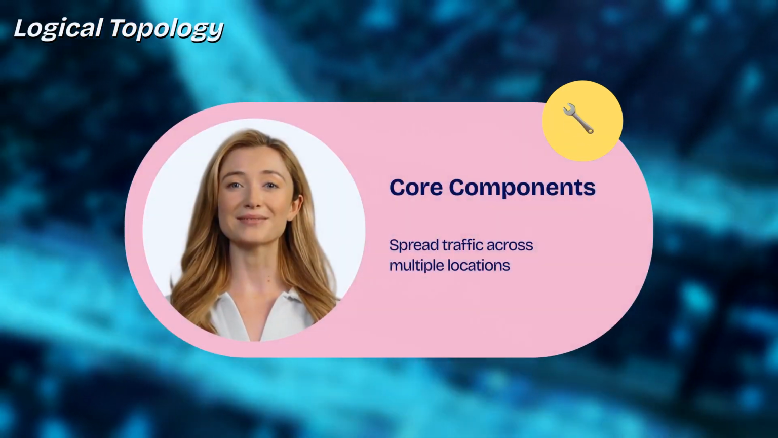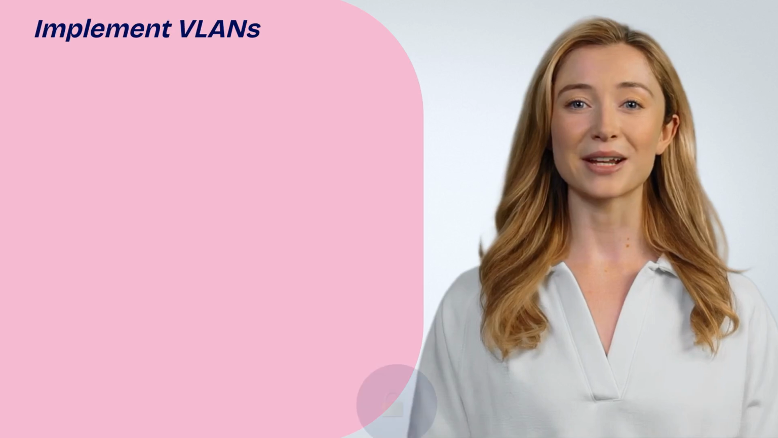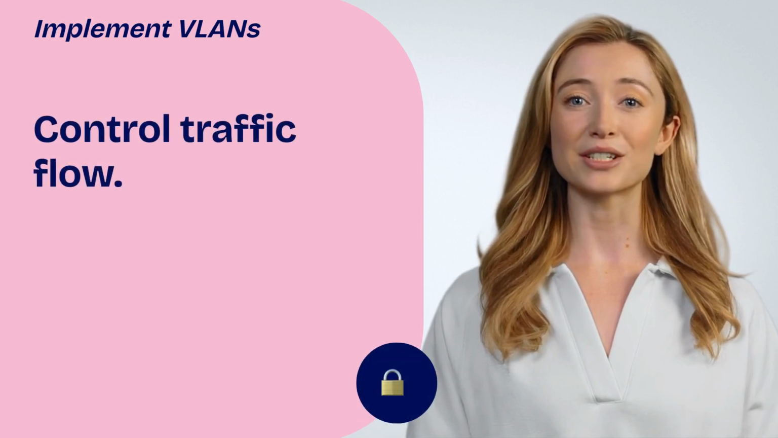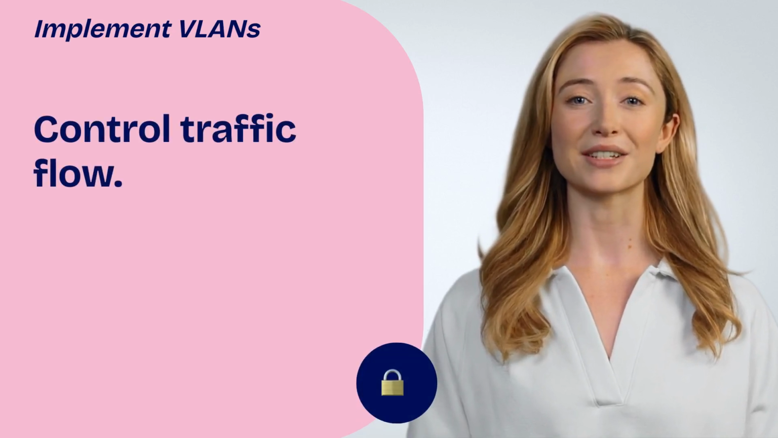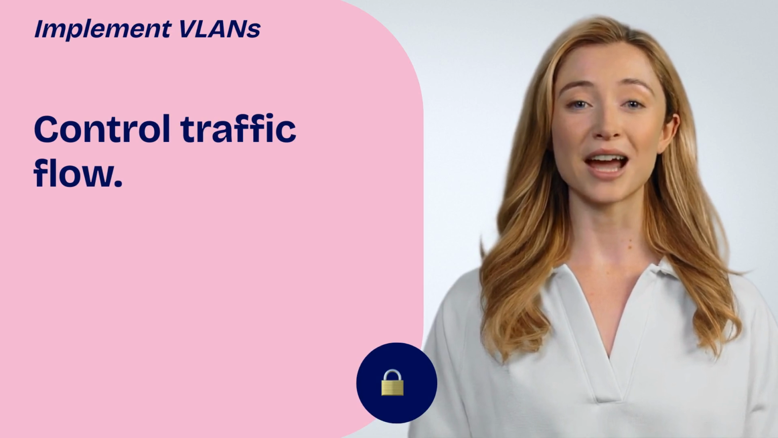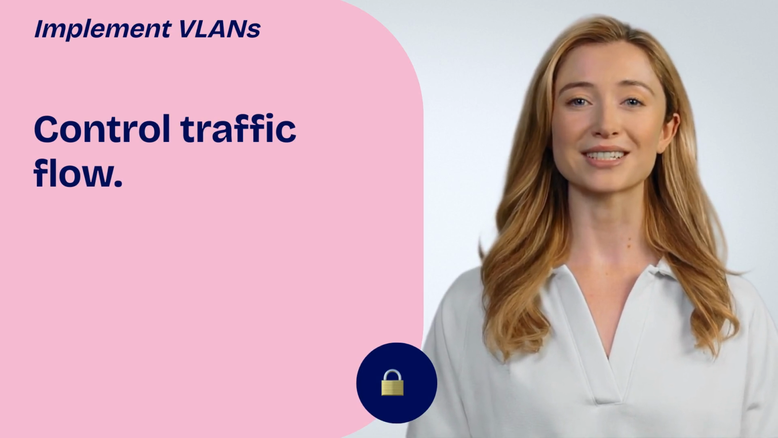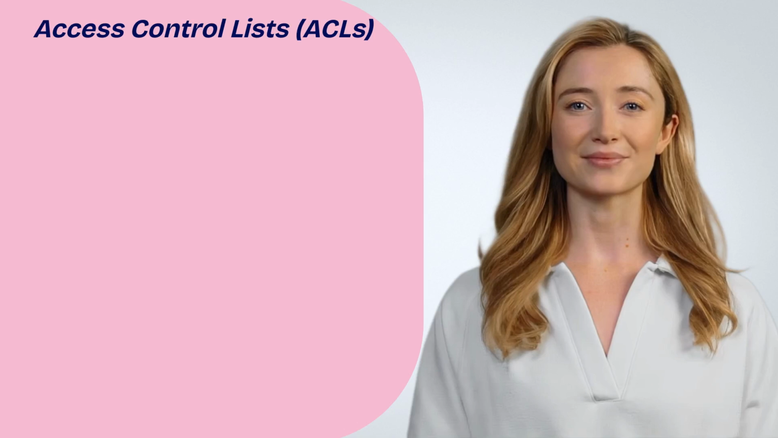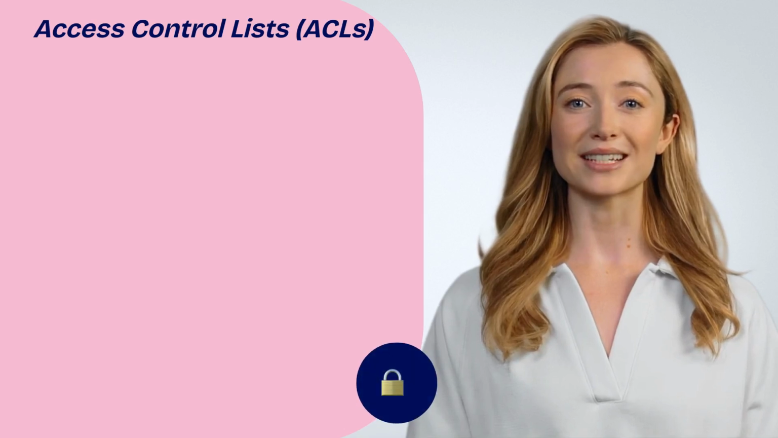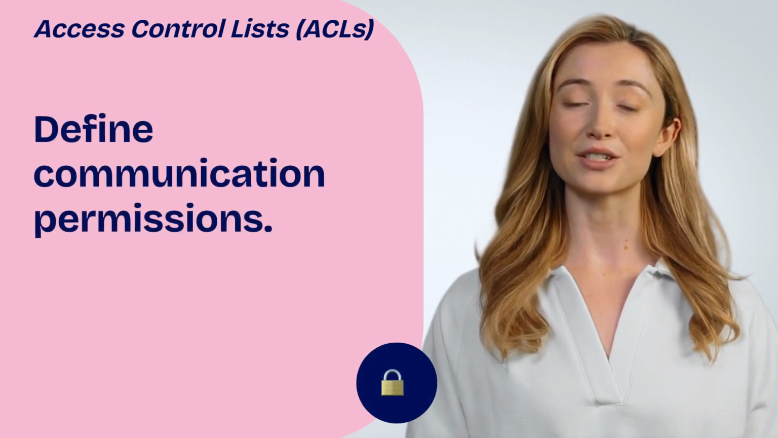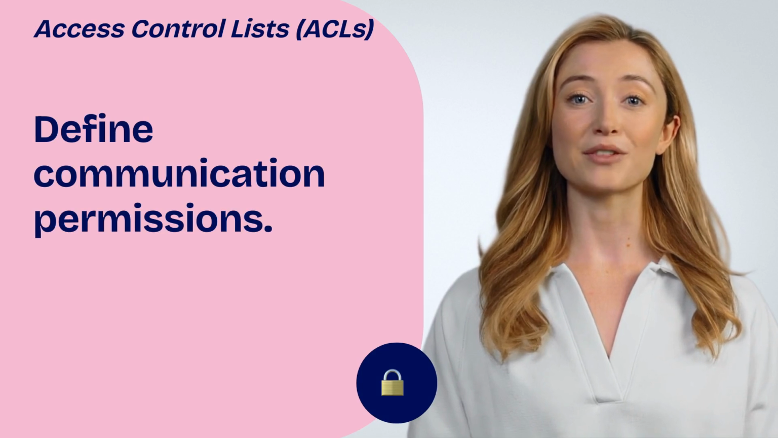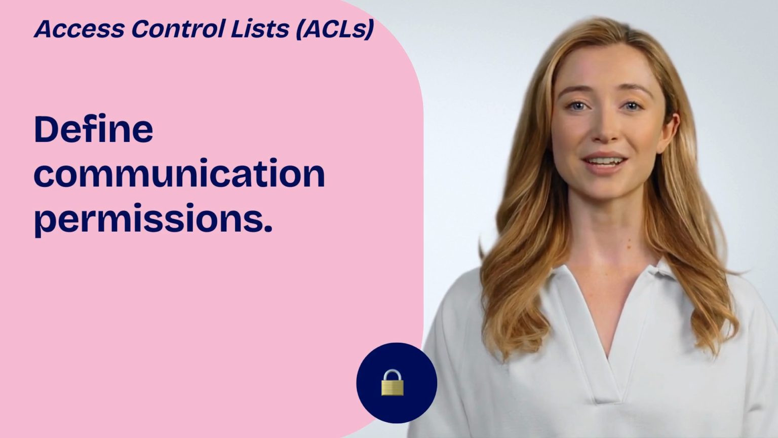Logical topology. Implement VLANs to control traffic flow, reducing the risk of lateral movement by attackers. For example, isolate your IoT devices from your critical business systems. Use access control lists, ACLs, to define who can talk to whom within your network. This can prevent unauthorized access to sensitive areas of your network.